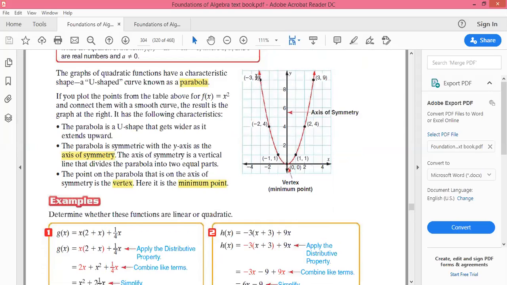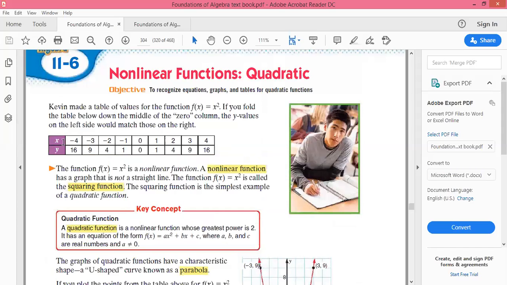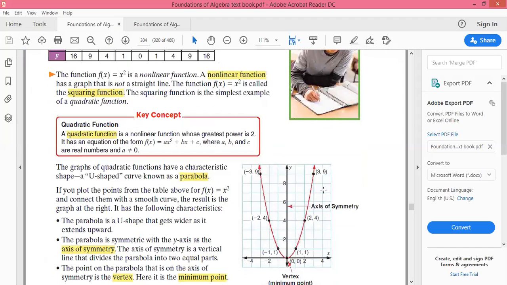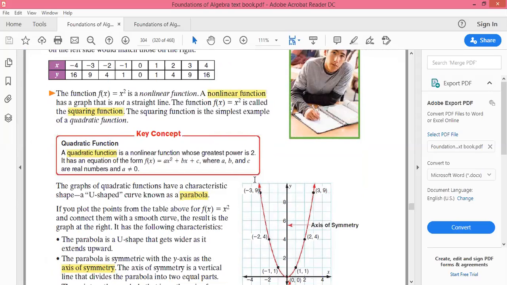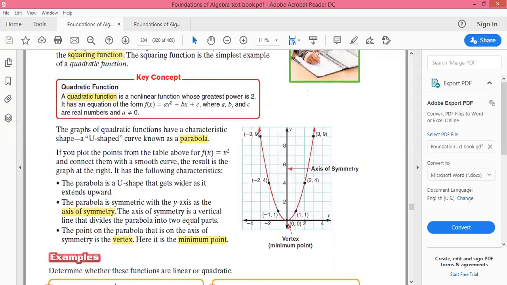Now look here. This is a U-shaped graph. It's opening upward. If you plot the points from the table, here is the table. The first point is -4 and 16. You will find x -4 here. Here, x -4 and 16 is up there. It's not there. They are starting from -3.